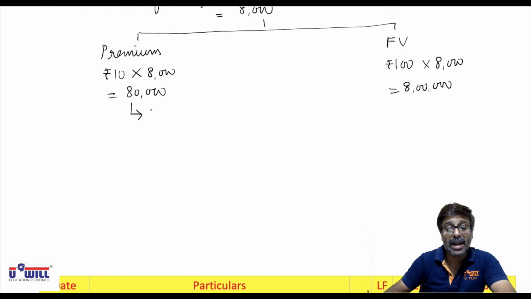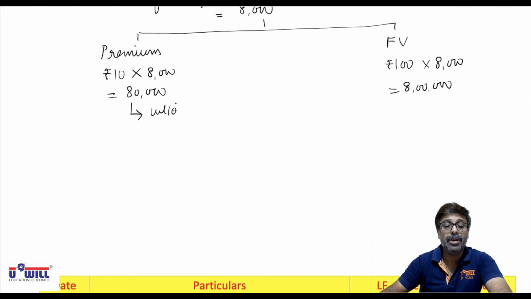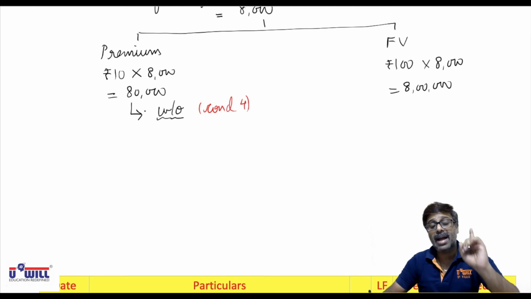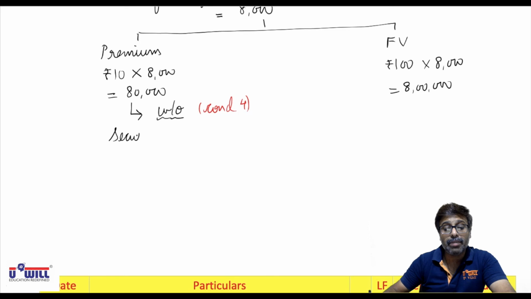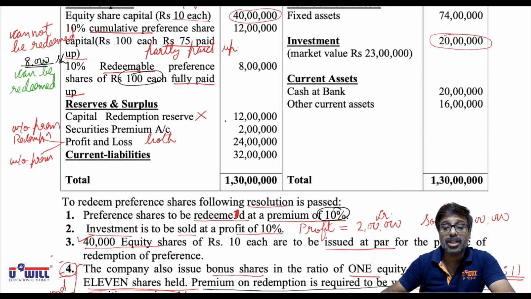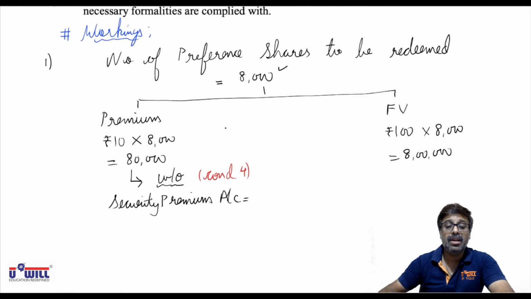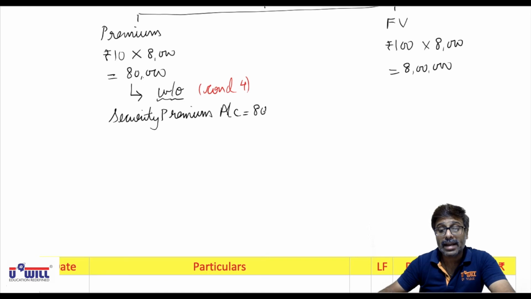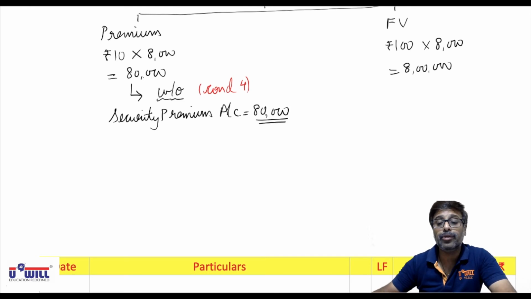Now this premium we have to write off as per condition 4, what I made you write in the notebook. And what is that condition 4? You can write off the premium from priority number 1 security premium account and priority number 2 P&L account. But in this question, in the last sentence, it is already mentioned that security premium account only should be used. See here, premium on redemption is required to be written off only by using security premium account. See in the balance sheet, what is security premium account? 2 lakhs. It is sufficient. We have to write off only 80,000. So entire 80,000 can be easily written off from that amount of 2 lakhs.